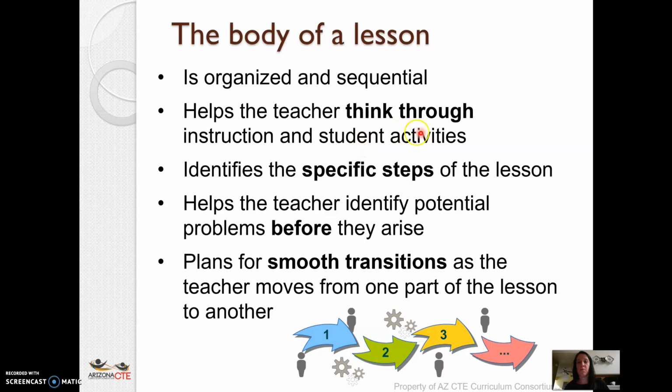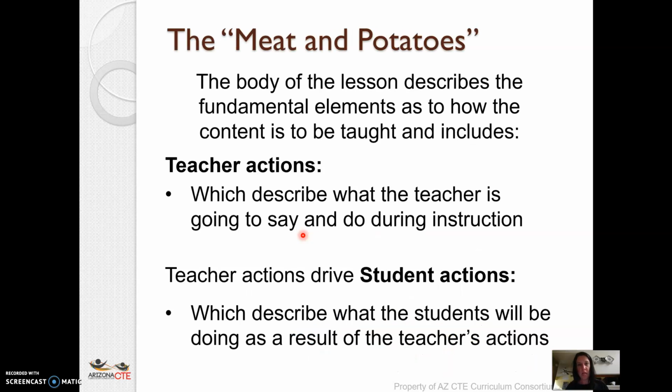In addition, think about what activities they're going to be doing to understand what you're trying to get across to them. It identifies the specific steps of the lesson. When you start putting the steps out in order, it helps you think, this part right here is a little weak, I bet this is going to be a problem, how can I make that better? And you want to make sure that you're not jumping from one idea to another. You want it to flow smoothly within your classroom and your lesson, so this is a good place to make sure that your lesson plan flows smoothly.